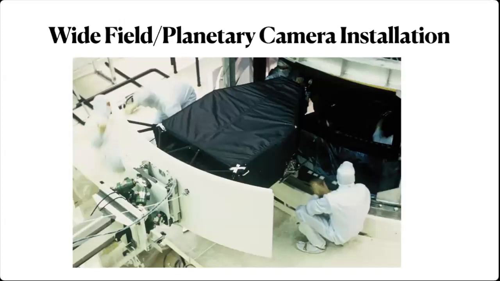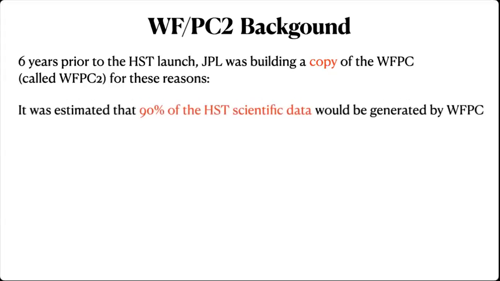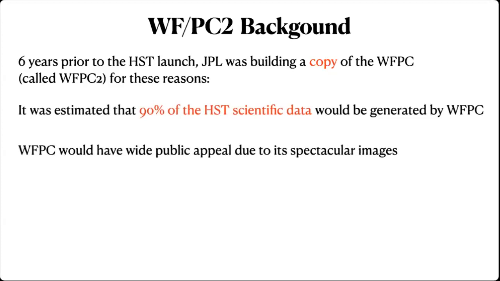Here's the wide field planetary camera being installed in the Hubble telescope before launch. This camera was built by JPL, and it was the prime imaging instrument that went along with Hubble. However, 6 years prior to Hubble's launch, JPL was already building a copy of that camera called WFPC-2. There were several reasons for that. 90% of Hubble's scientific data was going to be generated by the wide field planetary camera. And they knew the spectacular images it returned would have great public appeal, which of course is always good to keep funding going. The public sees these great images, they get excited, and it keeps the project going.